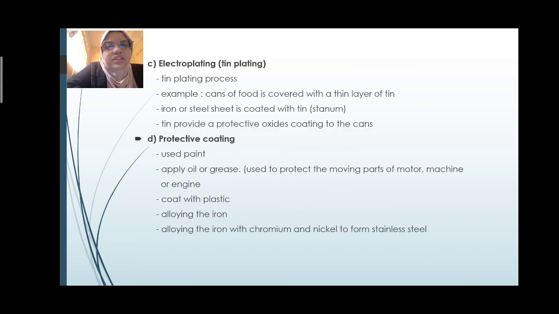Third, electroplating or tin plating process. For example, cans of food are covered with a thin layer of tin. Iron or steel sheet is coated with tin or titanium. Tin provides a protective oxide coating to the can. Fourth, protective coating, which uses paint, applying oil or grease, coating with plastic, alloying the iron with chromium and nickel to form stainless steel.